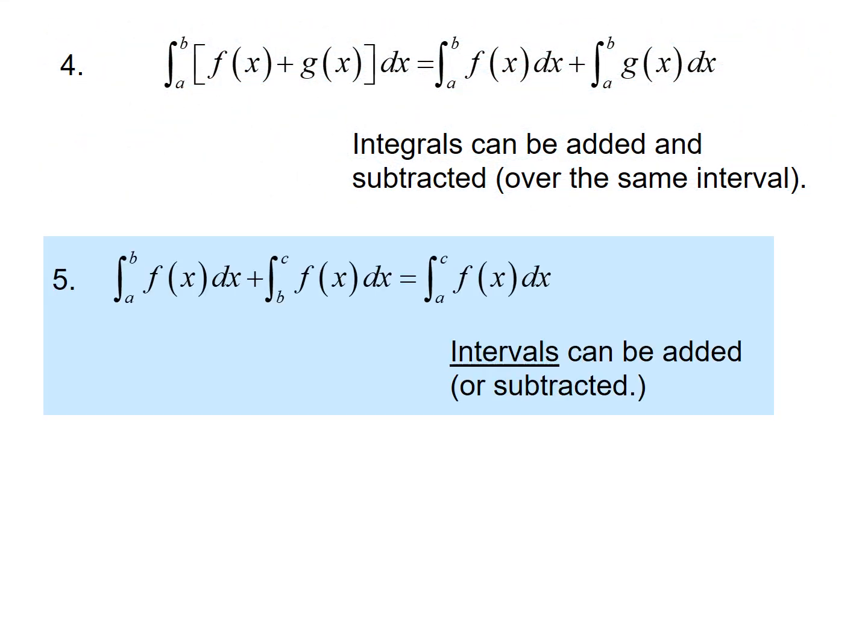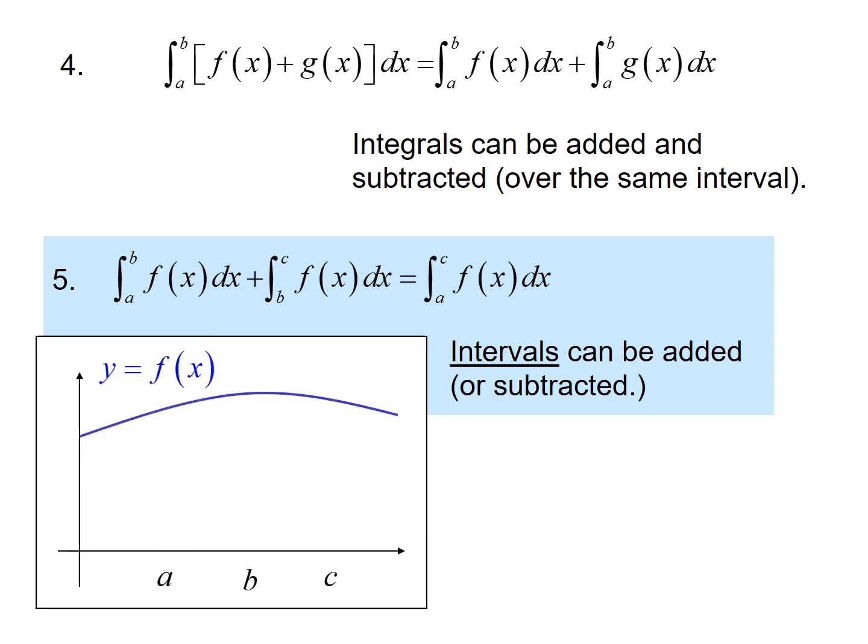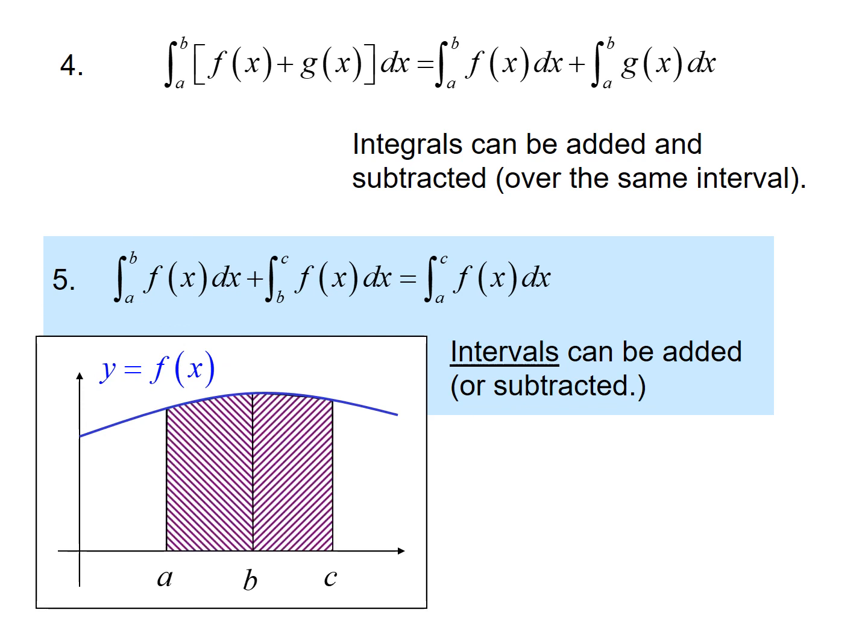All right, and finally, intervals can be added or subtracted. So if we take the integral from a to b plus the integral from b to c, that's the same thing as the integral from a to c. So we can visualize that right here. There's our integral from a to b and b to c, and you can see clearly that that's the entire area from a to c.